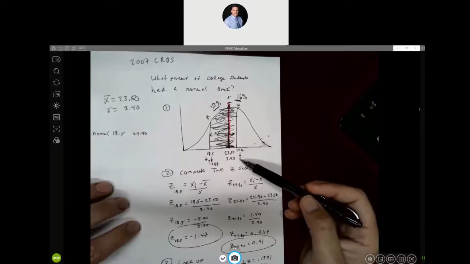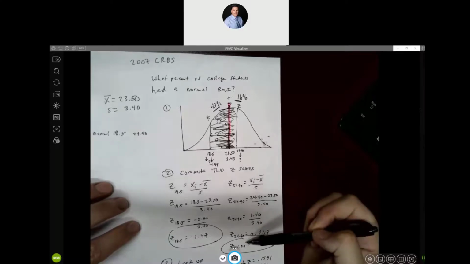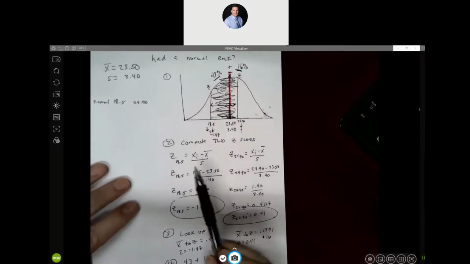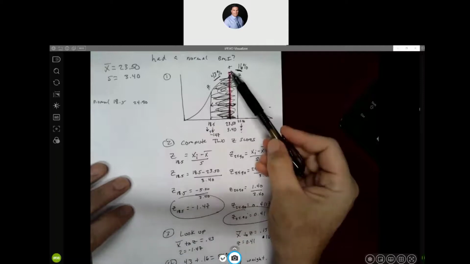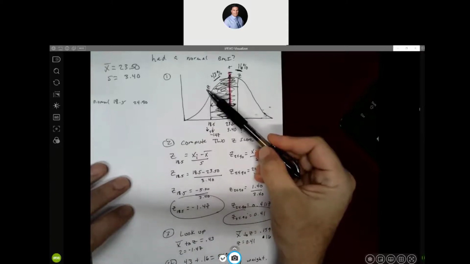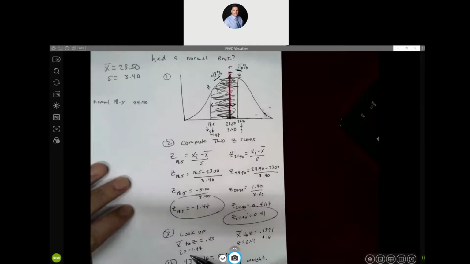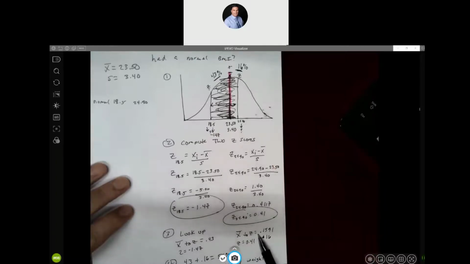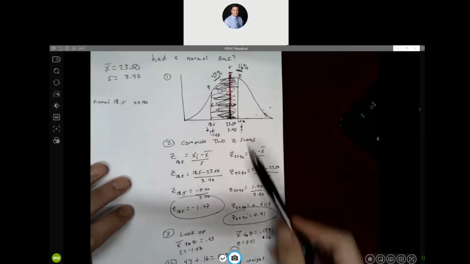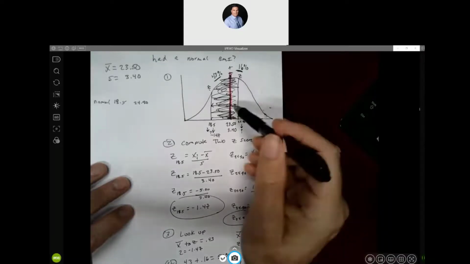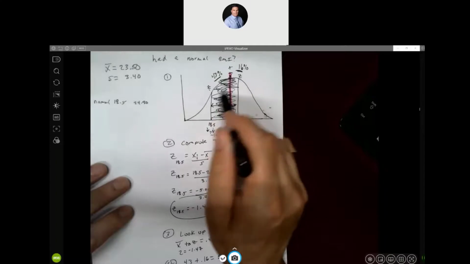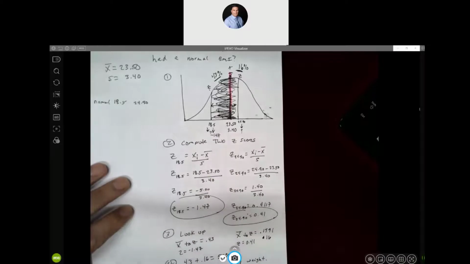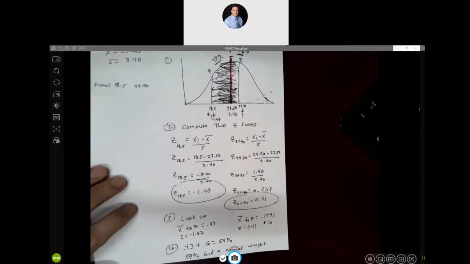Then I calculated the standard score for the score of 24.90. And then what I did is I found out, well, what is mean to z for a z-score of a negative 1.47? And what is mean to z for a z-score of 0.41? When I added up those two proportions, it gave me the proportion in this area between 18.5 and 24.90, and that was 59%.